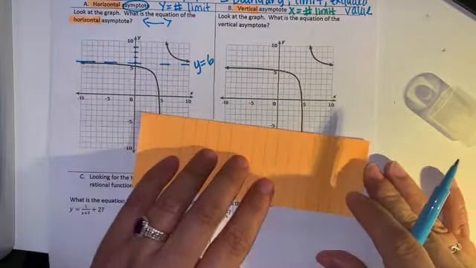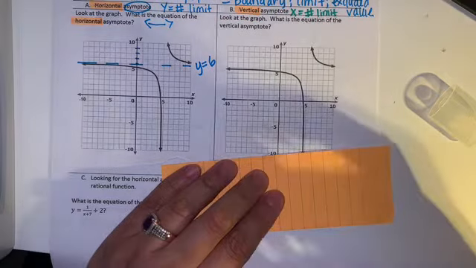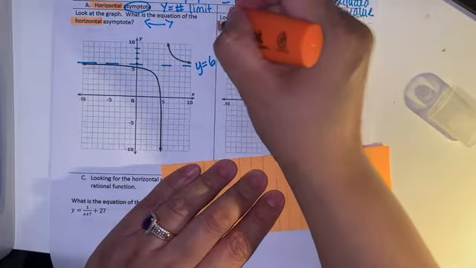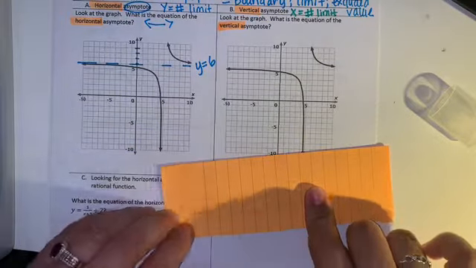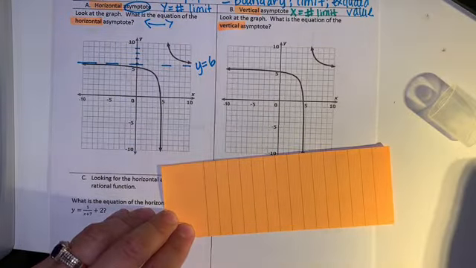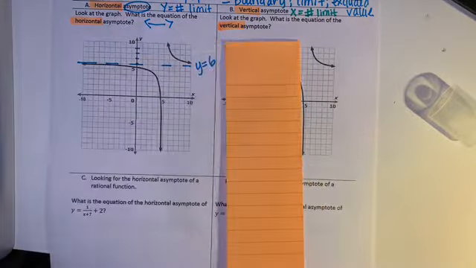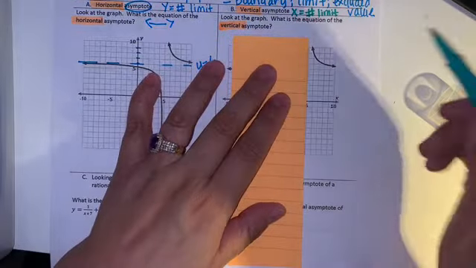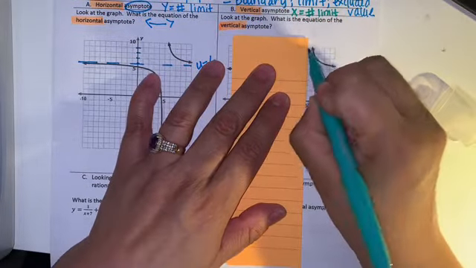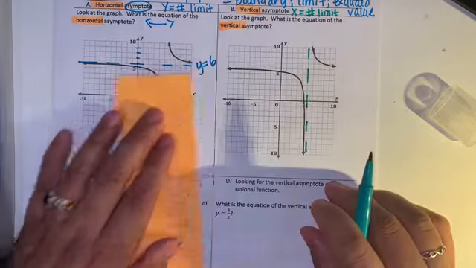Okay, so let's look at example B. It says, look at the graph. What is the equation for the vertical asymptote? This is the exact same graph. We're just going to give you two different examples on the same graph. Vertical means up and down, and I'm going to mark where it does not touch on the x-axis.